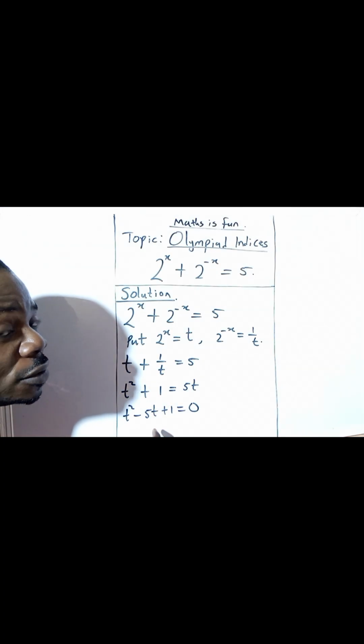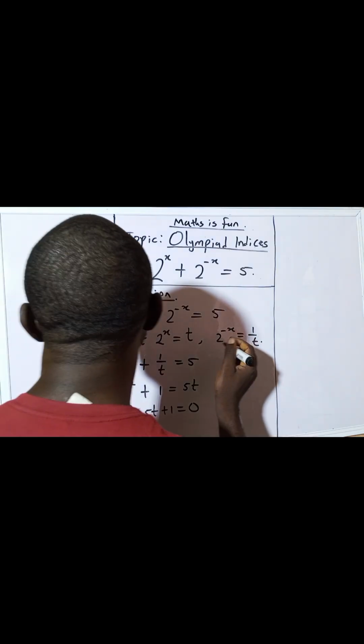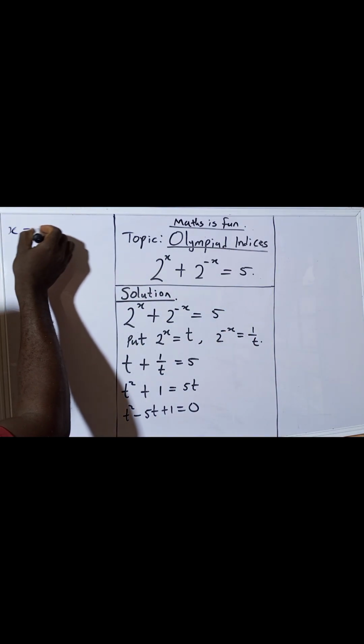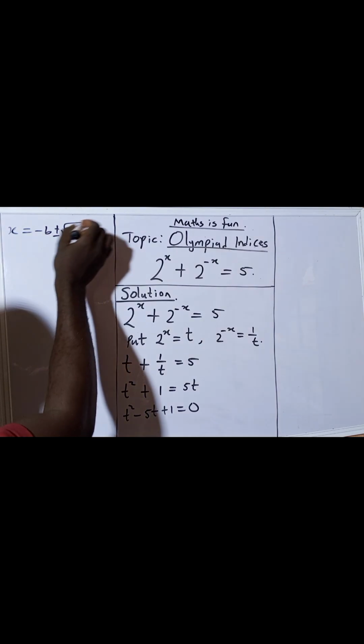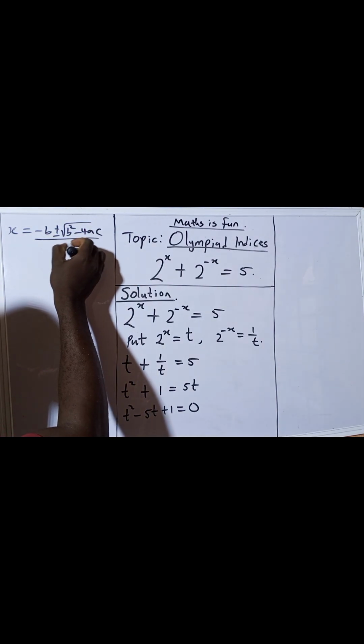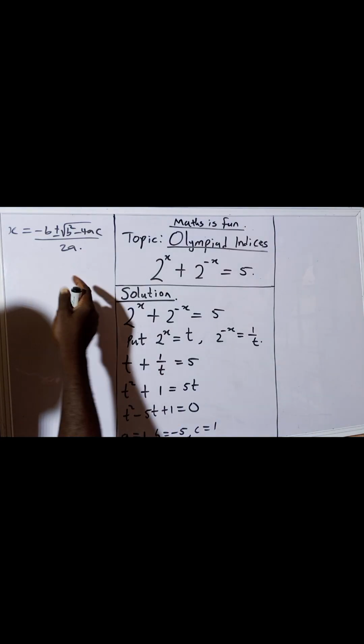Now this leads to what? A quadratic equation. All you need to do now is to use what? The formula. If you use the formula, you have x is equal to minus b plus or minus square root of b squared minus 4ac all over 2a. So from this expression, a is equal to 1, b is equal to minus 5, and c is equal to 1. Wherever you see a, b, c in this formula, you shall substitute.